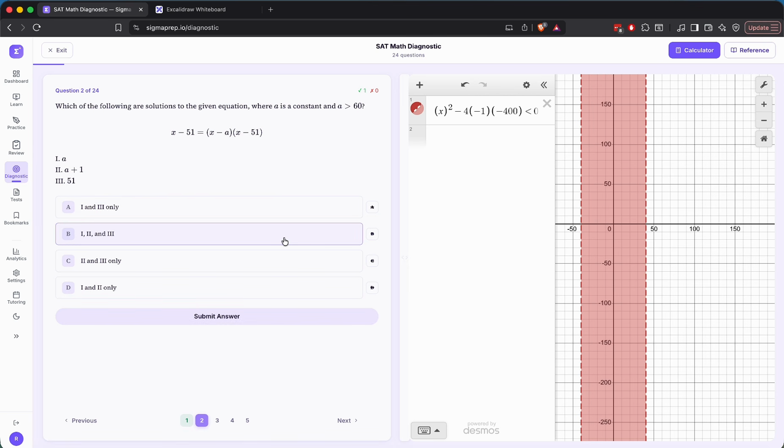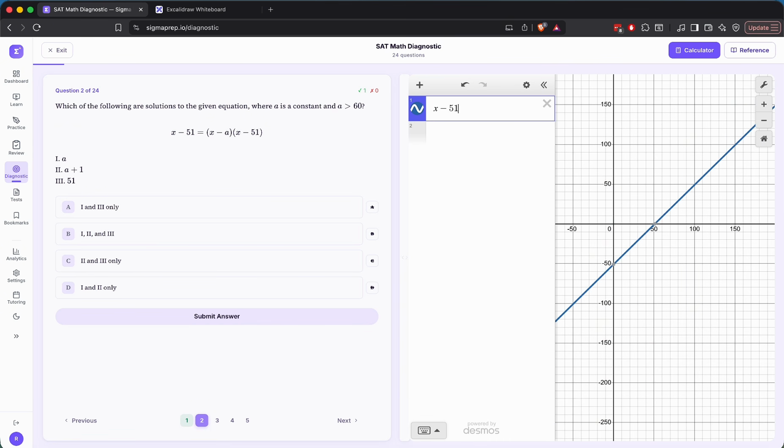That's it. Next one. Which of the following are solutions to the given equation? So here's something you got to know about Desmos. You don't have to know how to solve any equation. If it asks you for solutions, just type that in. This is going to save you time, save you headaches, make your life easier. And this is why it's a hard one: you don't get solutions right away. You got to understand what Desmos is telling you.